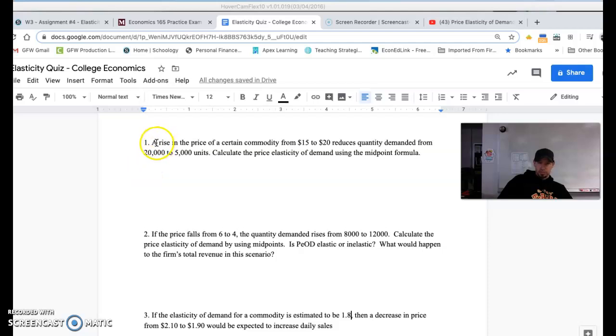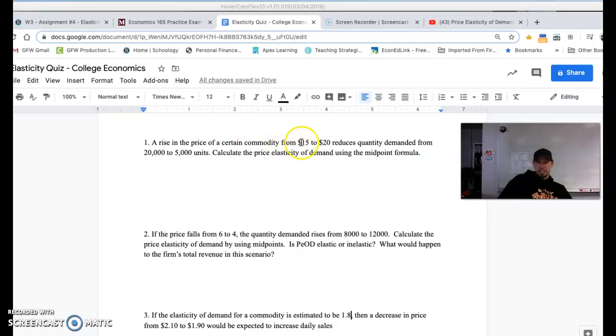So the first question says a rise in the price of a certain commodity from $15 to $20. And the commodity is any good that is going to be identical or uniform in its sales. So a bushel of corn, a bushel of wheat, a ton of steel, a barrel of crude oil, right? We call those things commodities.